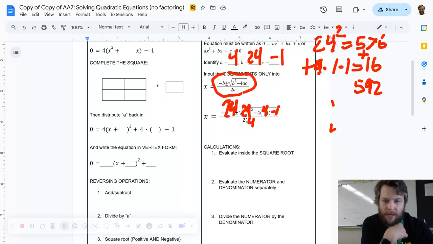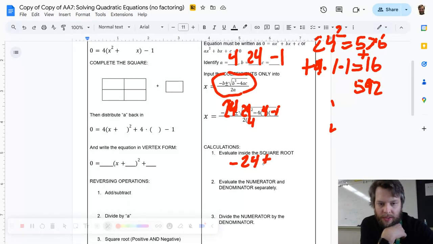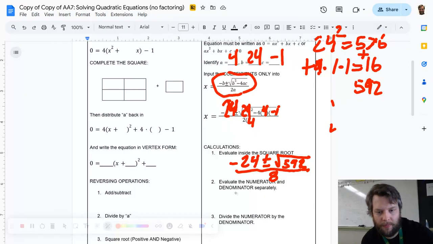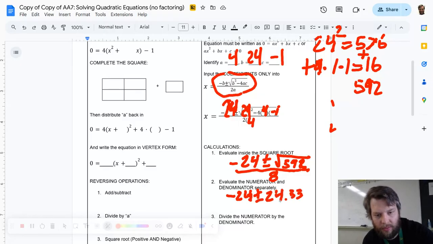Okay, so now we have negative 24 plus or minus the square root of 592, and then the denominator was 2 times 4. That's 8. Okay, so then we'll do the square root of 592, which is 24.33. So we have negative 24 plus or minus 24.33 all over 8.